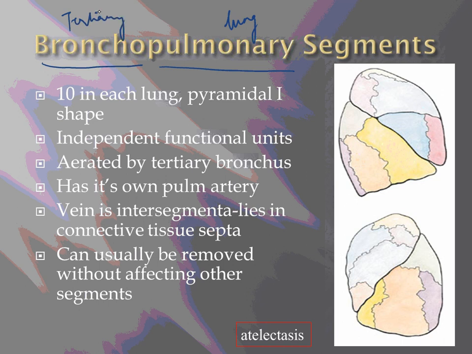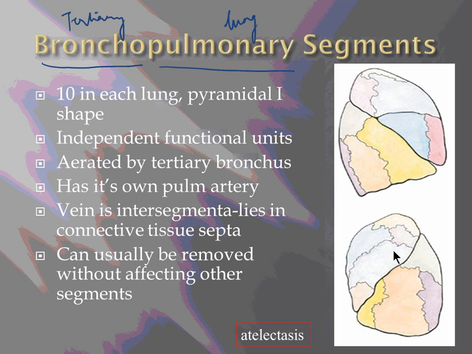So how many tertiary bronchi were there? 10 in each lung, right? So each of these 10 goes to a specific area of lung tissue. So together they form bronchopulmonary segments. So here you can see these bronchopulmonary segments. So naturally there are 10 bronchopulmonary segments. However many tertiary bronchi you have, that many bronchopulmonary segments you have.